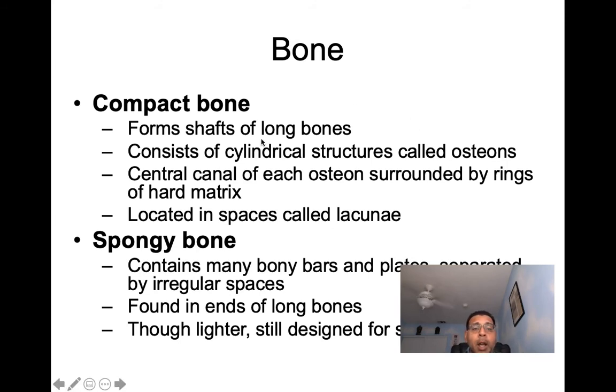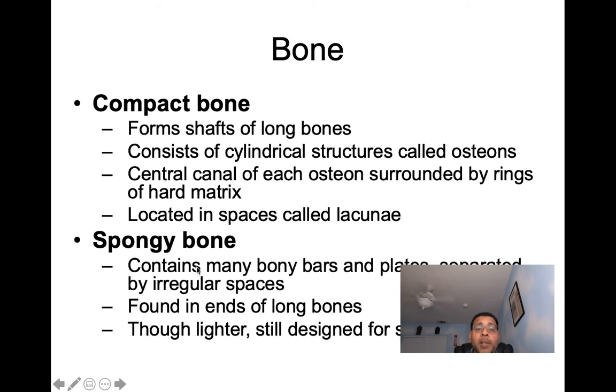So here when we talk compact bone, we said it forms the shafts of our long bones. It's going to consist of cylindrical structures called osteons. And then the central canals of each osteon is surrounded by rings of hard matrix. And again, the cells are going to be found located in spaces called lacunae.